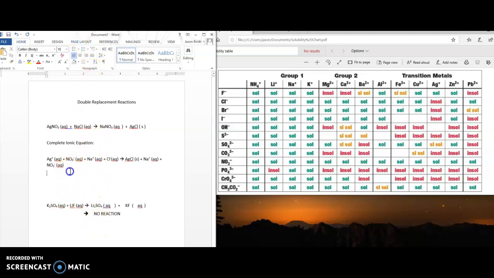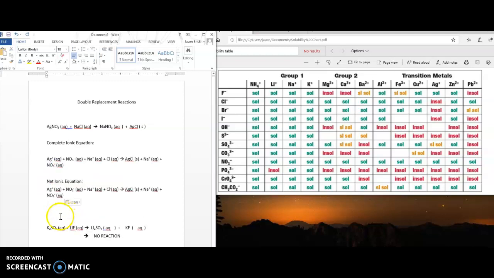So that is the complete ionic equation. The net ionic equation is the complete ionic equation, but we get rid of all the spectator ions. So let's just do a quick copy and paste. And then we're going to erase anything that is a spectator ion, which is to say anything that does not change in the reaction. Looking at this example, we see that nitrate does not change. It is a spectator ion, so we get rid of it. And sodium does not change. It remains aqueous. So our net ionic equation looks like this.